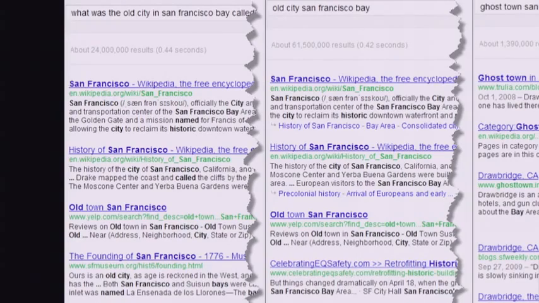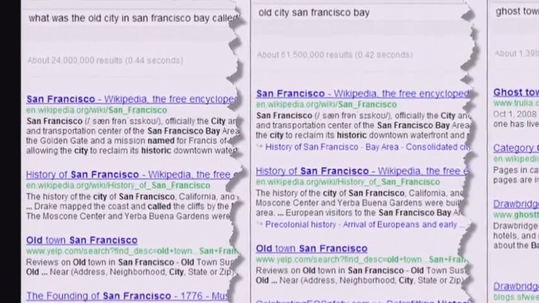Now compare that with the second column, which was that second query we made, which was old city San Francisco Bay. You can see the first three results are exactly the same. And it's only when you get to number 4 here that you see some other one, in this case about earthquake safety in San Francisco. And on the left, with that other longer query, we have something about the founding of San Francisco. Again, these are not great on-topic target queries.